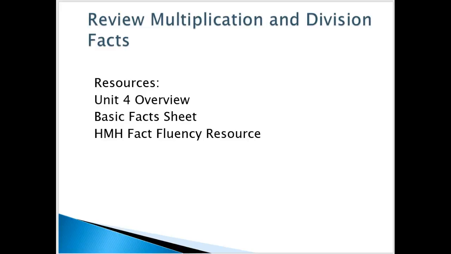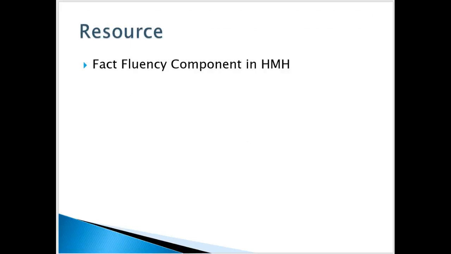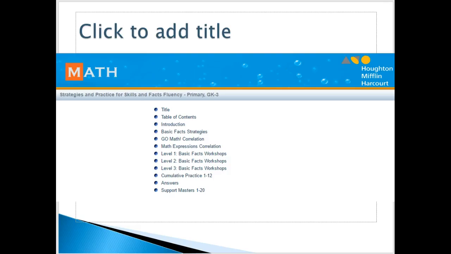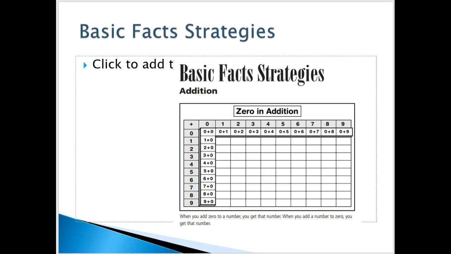So here are some resources that are available for you. You can find the fact fluency component in Texas Go Math in the resource section online. And this is what it will look like when you get there. And then here's one of the pages, Basic Fact Strategies.